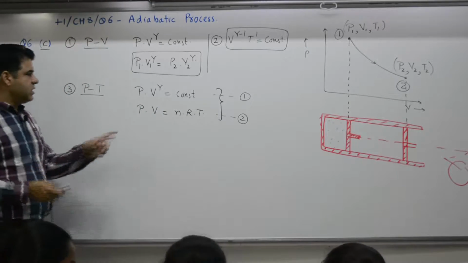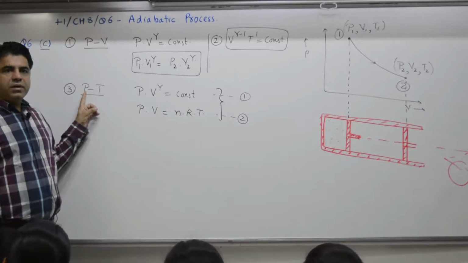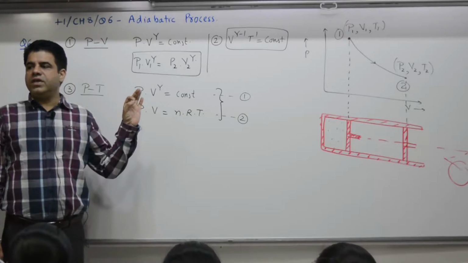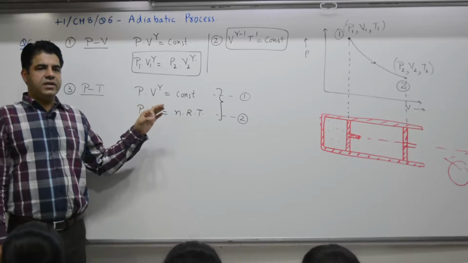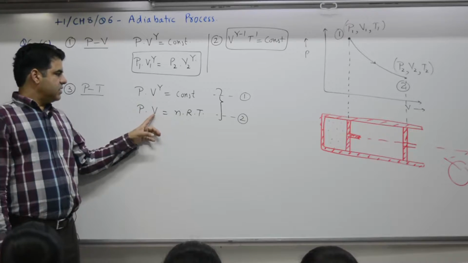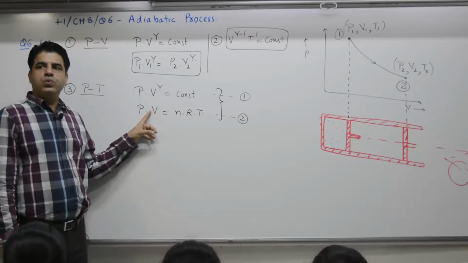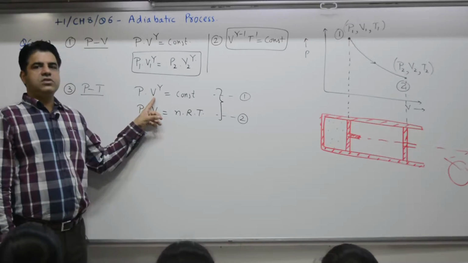How many parameters are there? P, V, T. You want to get the relationship between P and T. You have to eliminate what? V. So you have 2 equations. Eliminate V. Easy. Take the value of V from equation number 2 and put this value in equation number 1.